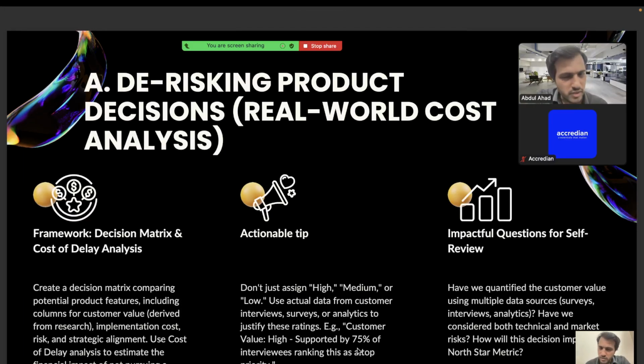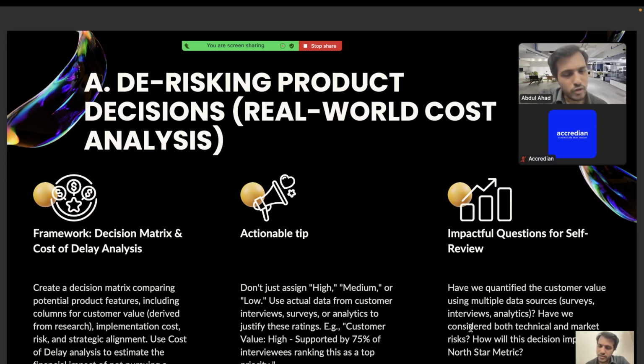So you can see we prioritize based on high, medium, low. We also look at what kind of effort that we are going to be putting in. Based on that, we think of the questions. Have we quantified the customer value using multiple data sources? Have we used all the surveys, interviews, analytics? Have we considered both technical and the market risk? Have we made the decision that will impact our North Star metric?